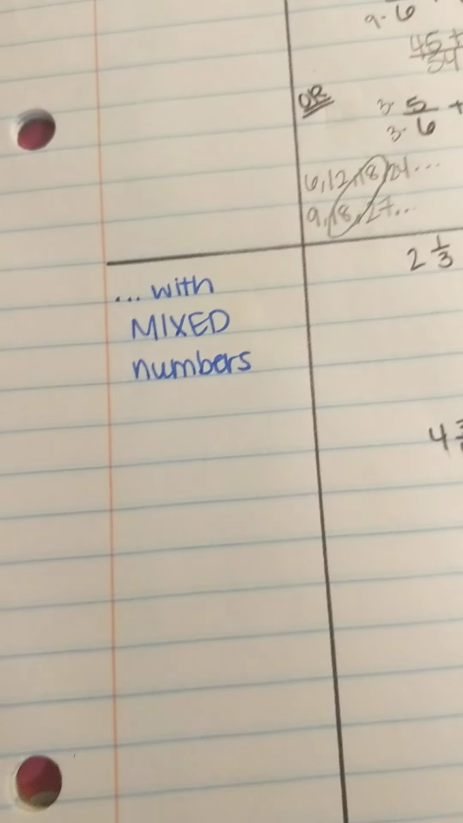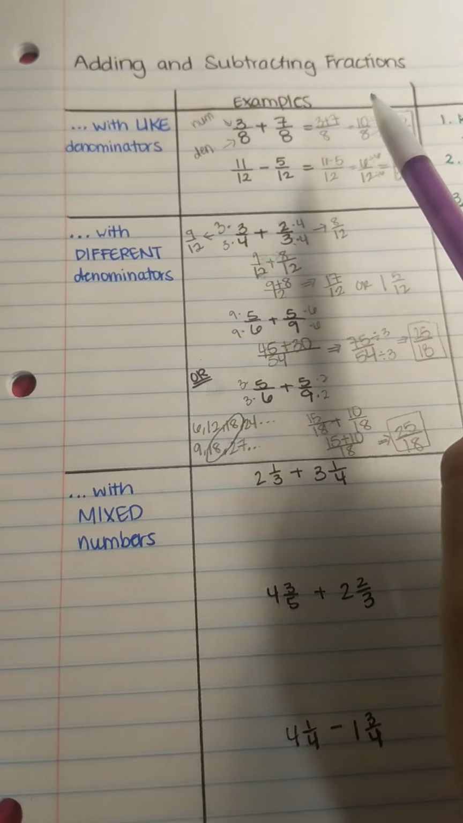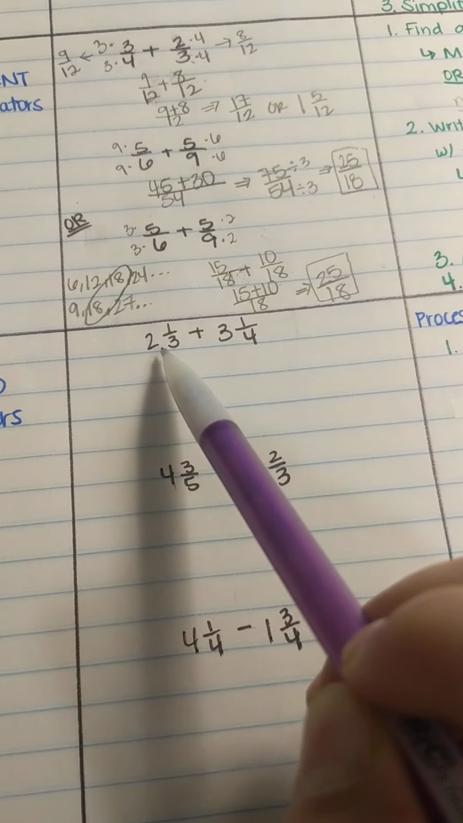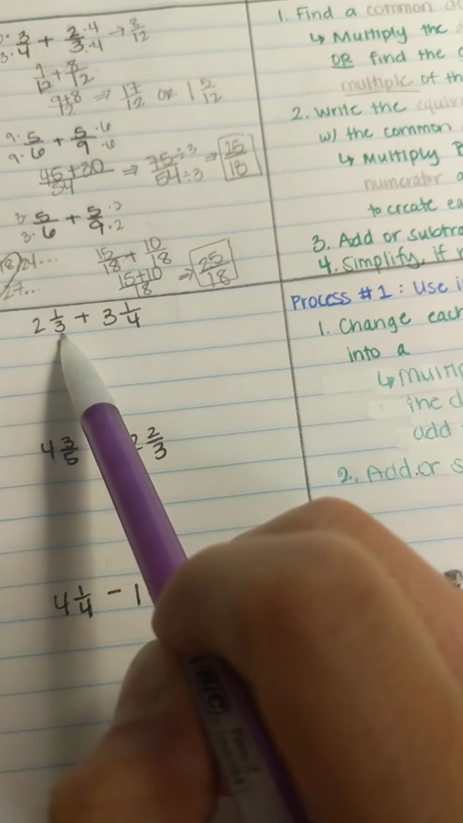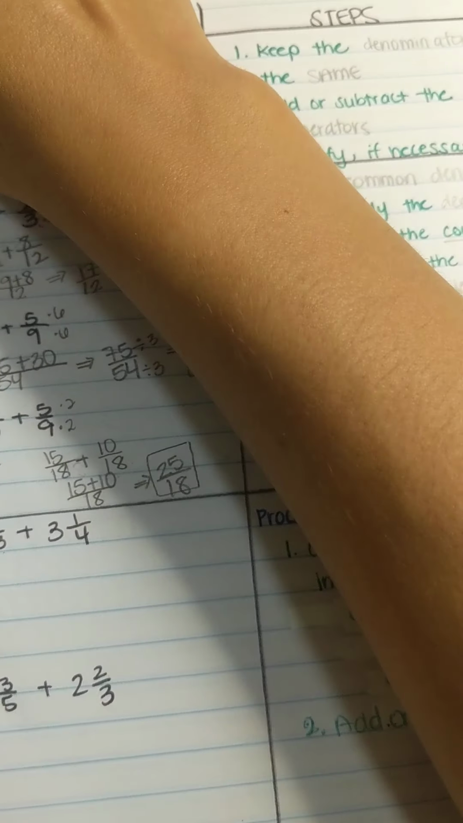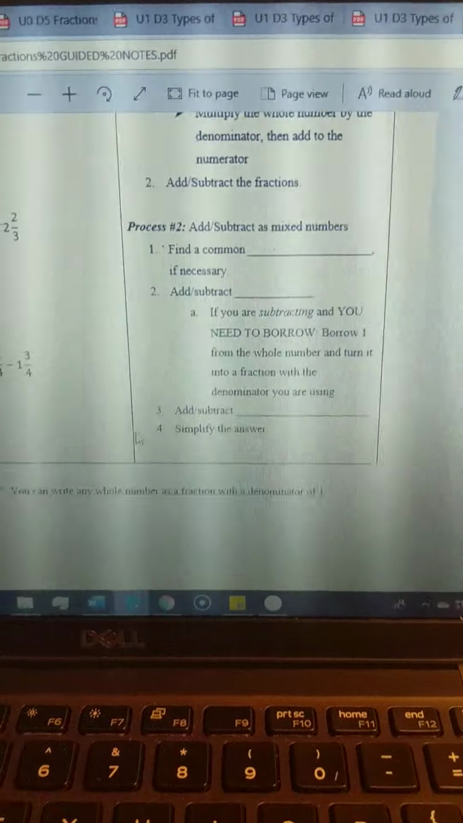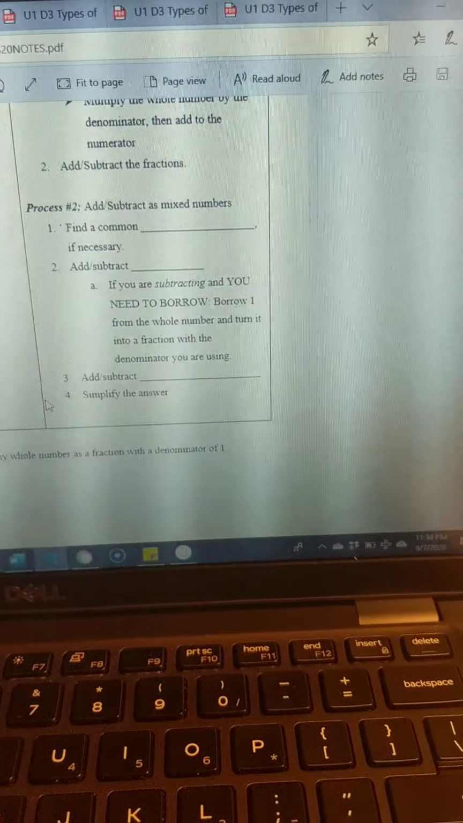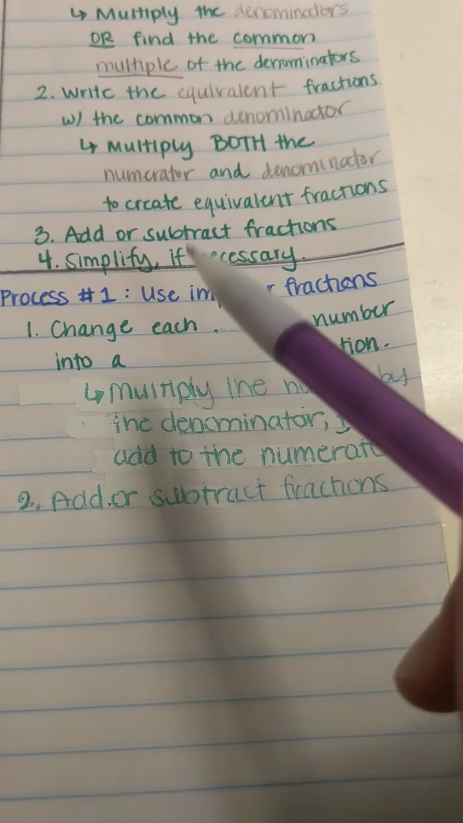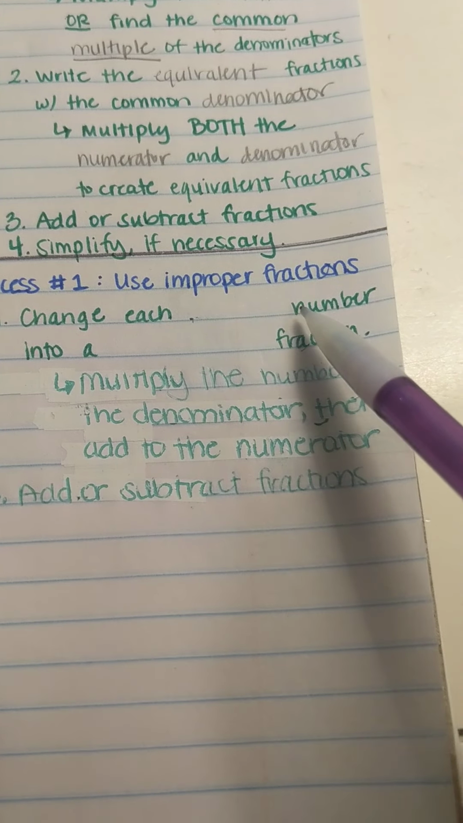Alright, you guys, so now we're going to talk about what happens when we add and subtract fractions with mixed numbers like these guys here. So mixed number again is when we have a whole number with a fraction. So process number 1, and on your sheet, if you're following along with this worksheet, I also have process number 2 that I'm not going to talk about. Well, I'll show you in one example how you can use that process, but for the most part, process number 1 is the best. Okay, so I'm going to try to keep things simpler for you today. So this process number 1, use improper fractions.